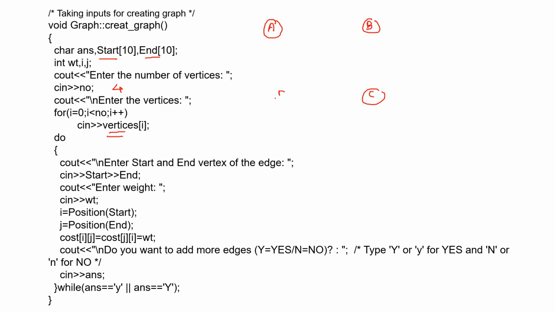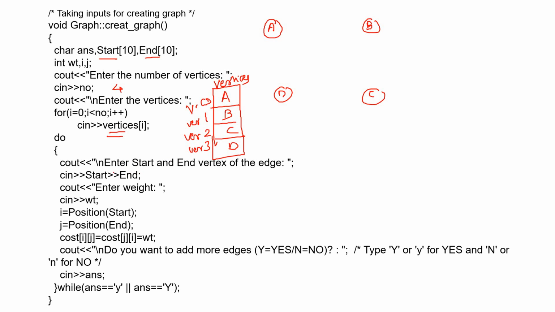So where am I storing these 4 names? I am storing them in the vertices array, which is going to store the 4 names, and I am storing the number of vertices as 4. So let's say the first vertex is A, second vertex is B, third vertex is C and fourth vertex is D. So the indexes will be 0, 1, 2 and 3. So vertices of 0 is equal to A, vertices of 1 is equal to B, vertices of 2 is equal to C, vertices of 3 is equal to D.